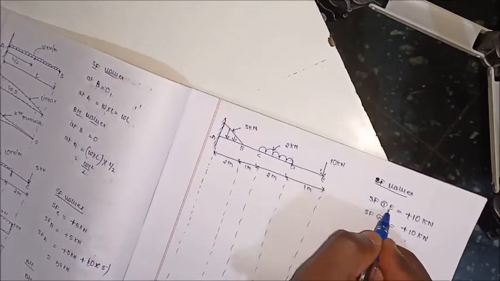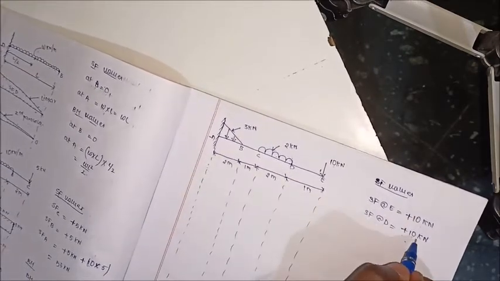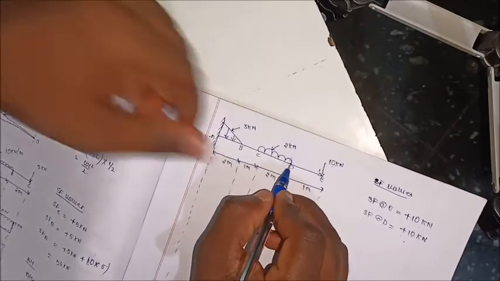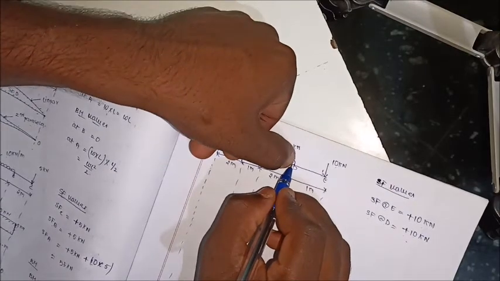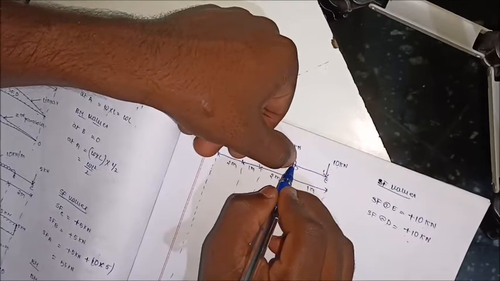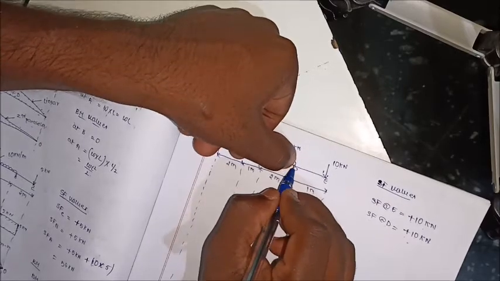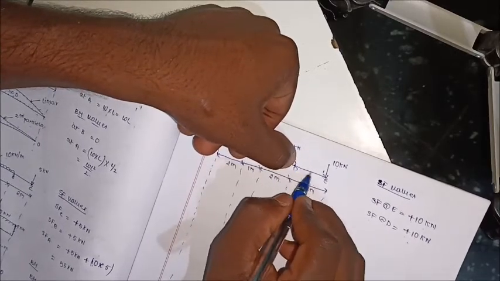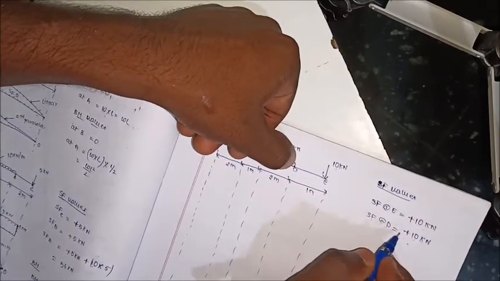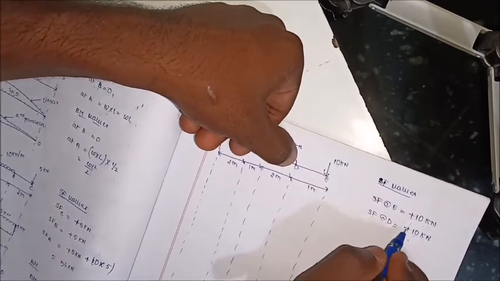The shear force value at A is positive 10 kilonewtons, and at D is 10 kilonewtons, because we are considering the section just left of D. Just left of D, the intensity of load at the right portion of D is 10 kilonewtons, and the intensity of the UDL is negligible. So the total intensity at the right portion of section D is 10 kilonewtons. At the right of the section, the downward forces are positive, so both signs are positive.